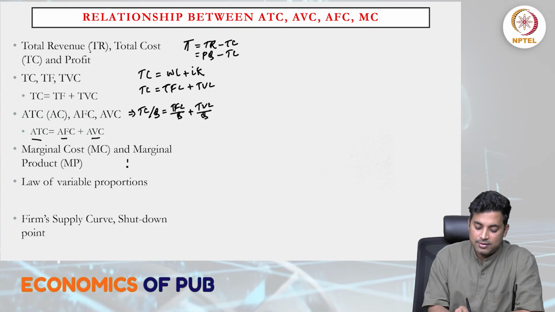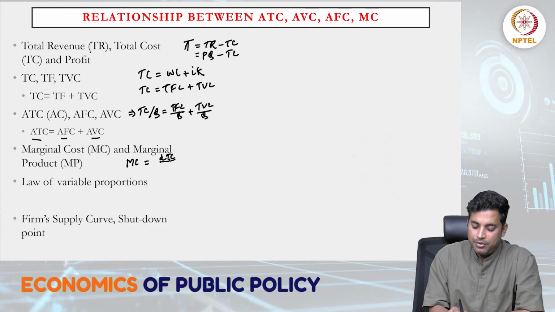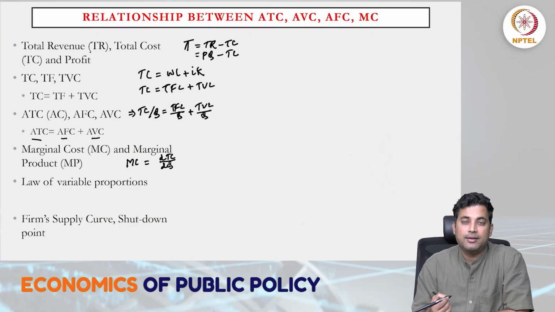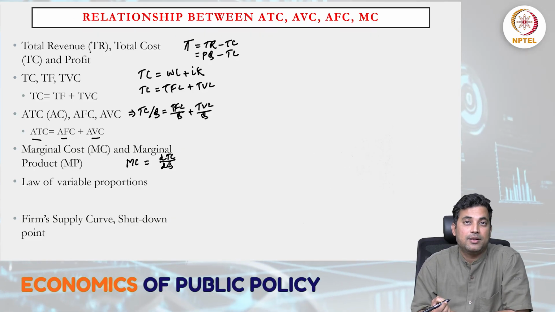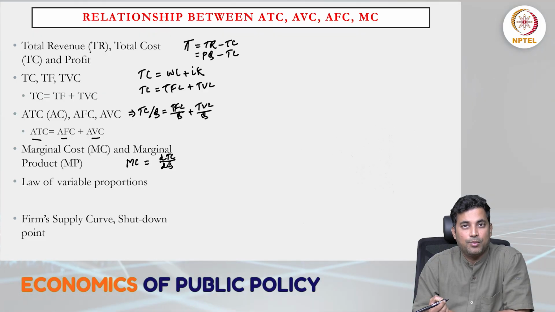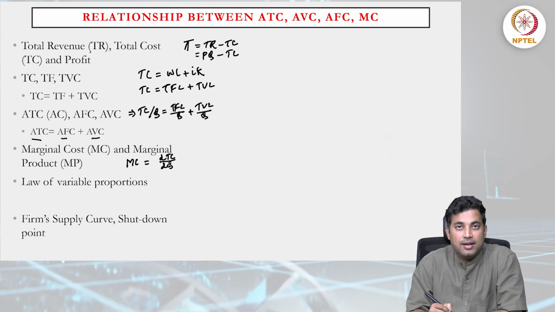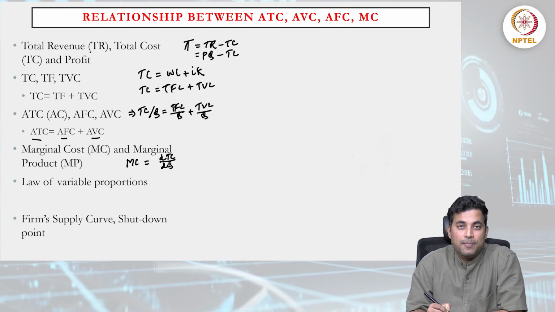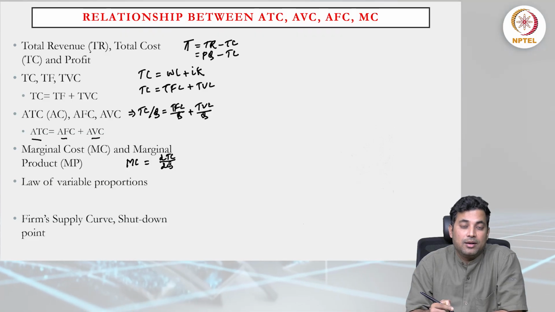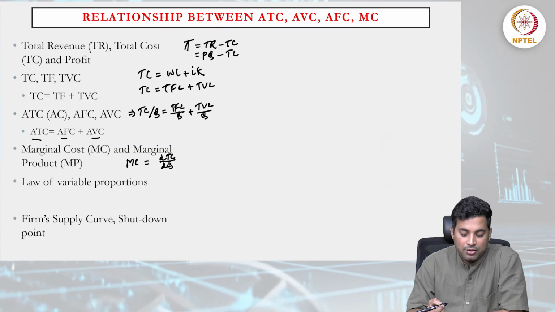Marginal cost is the change in the total cost due to one unit change in quantity. So if a firm decides to produce one extra unit of a commodity, then the firm also has to understand what the change will be in the total cost due to one unit change in the total quantity. So this is marginal cost.